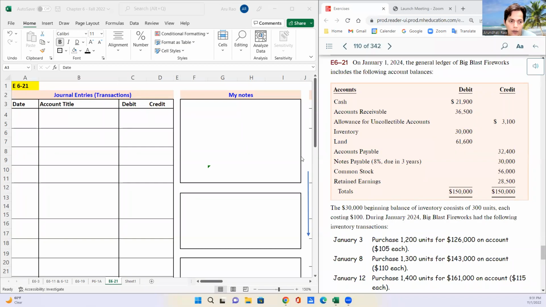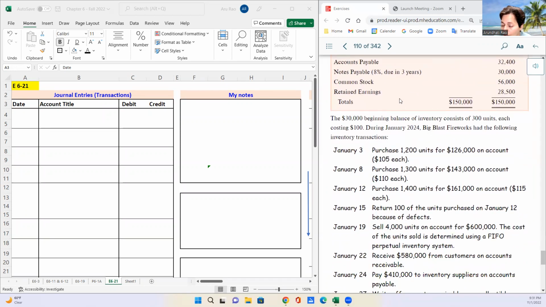Hello, let's work on an exercise in which we're going to go through several steps of the accounting cycle. In this exercise, on January 1st, 2024, we have the general ledger of Big Blast Fireworks, which includes the following accounts. This is essentially the post-closing trial balance from the previous year, December 31st, 2023. These are the opening numbers for January 1st, 2024.